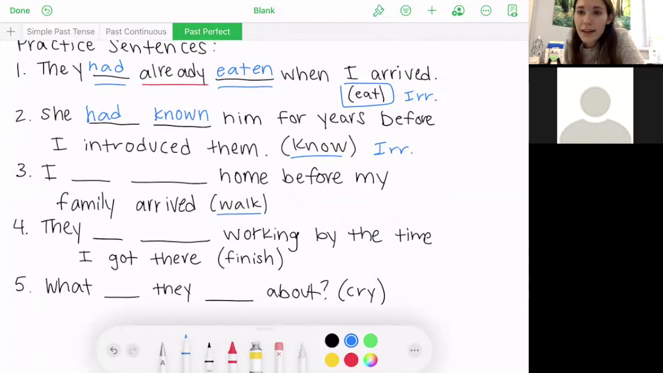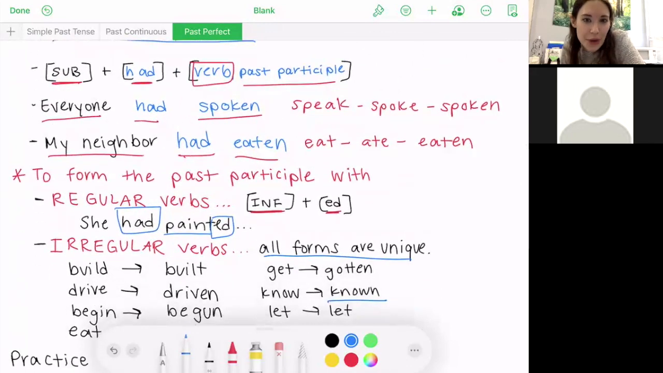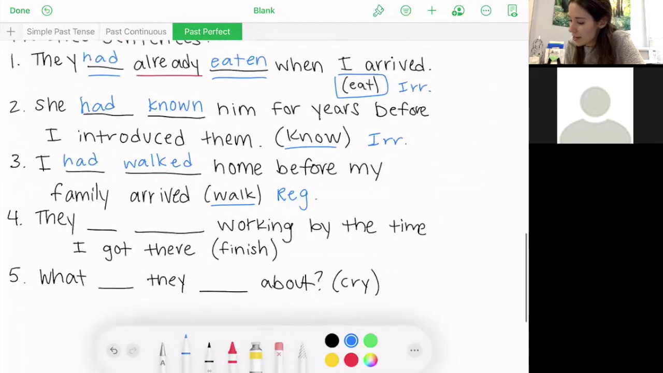And our word is walk, and the word walk is a regular verb. So think back, what did we do for regular verbs? And I'll remind you, let's see if you can do it on your own for a second. Had walked home. Walk is a regular verb. And if we scroll back up, we can see that for regular verbs, thank goodness we do have a rule. Regular verbs, take your infinitive, add ed. That's what we did. We took the infinitive of walk and we just added ed.